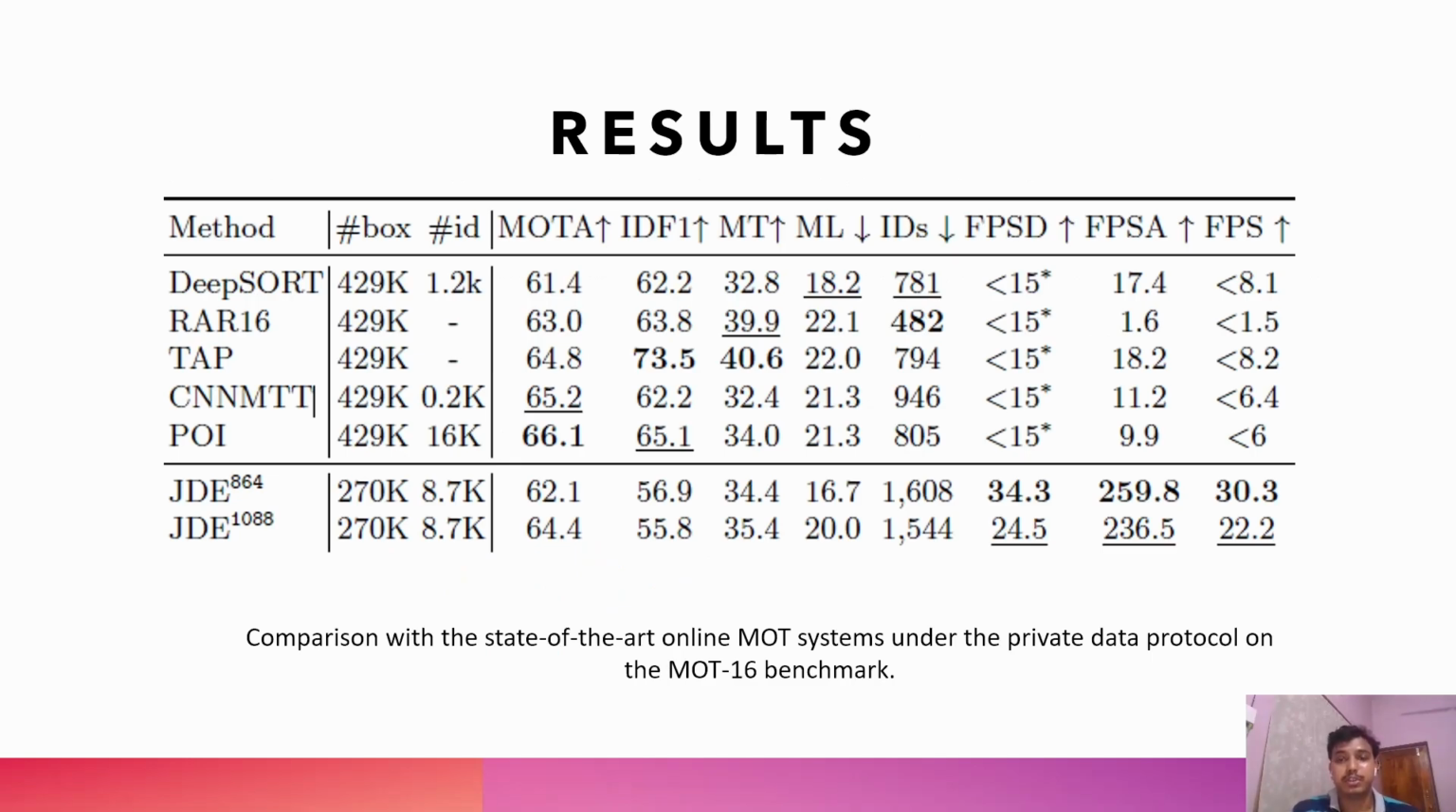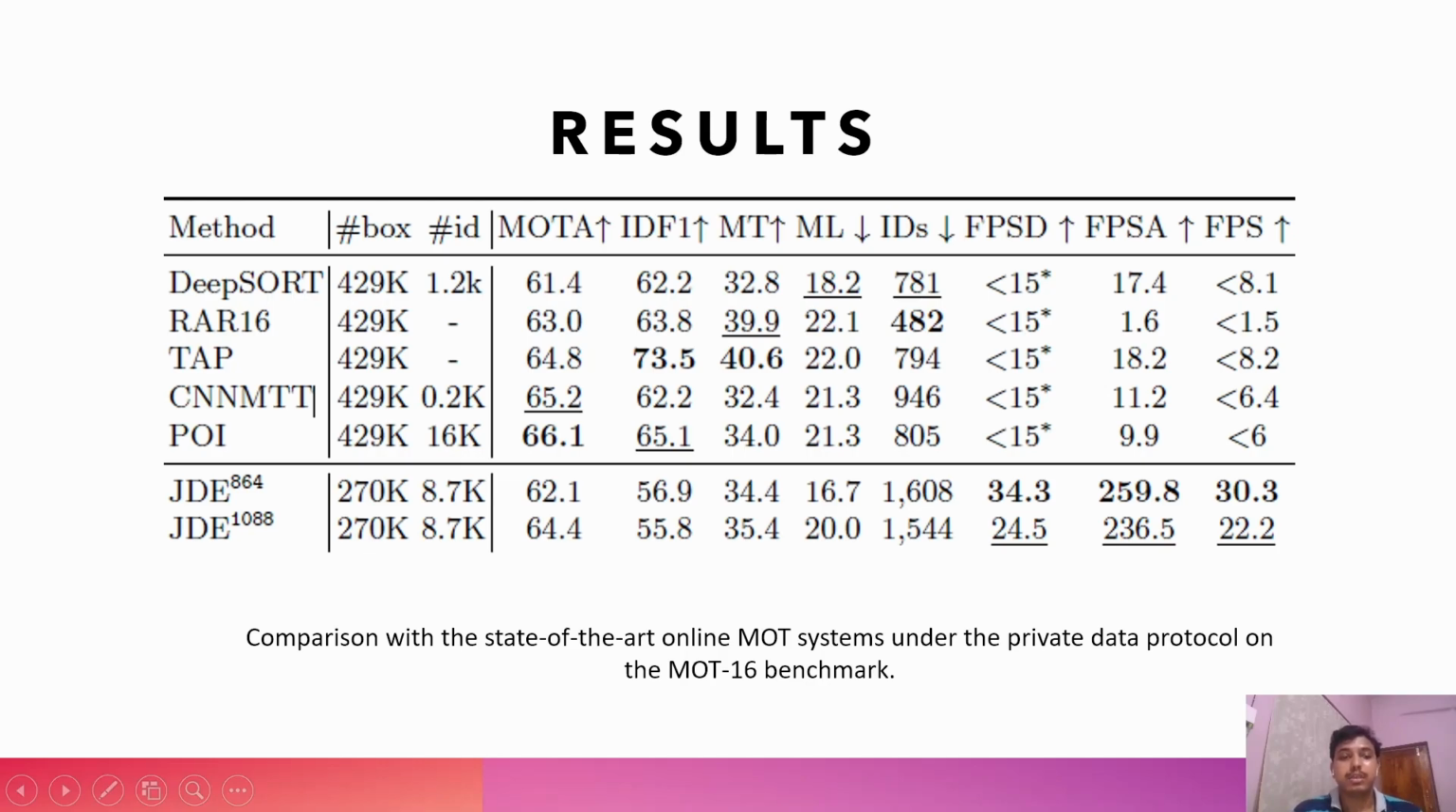So here is the overall result. The FPST, FAS, and FPSA are basically the detection (D), association (A), and overall speed of our different methods, and this is the accuracy calculated for the overall embedding and detection phases cumulatively. So we can see that the speed is better with both the JDE 864 and JDE 1088 as compared to any of the previously mentioned methods, that is DeepSORT, RAR16, TAP, CNNMTT, and POI.